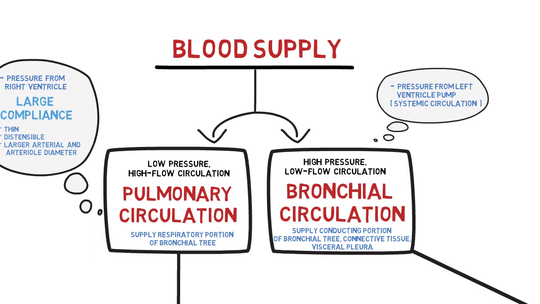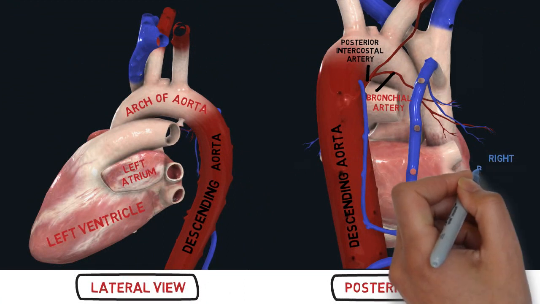It also supplies the connective tissue and our visceral pleura, which has a serous membrane where the blood transudates through to become the pleural fluid. That fact alone is very important because it explains some pathophysiology about, for example, how pleural effusion occurs.